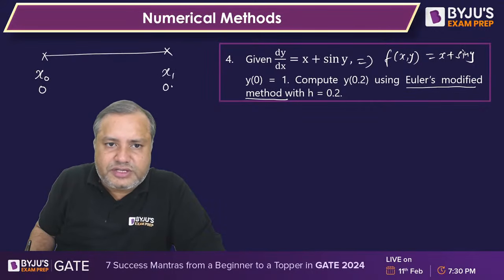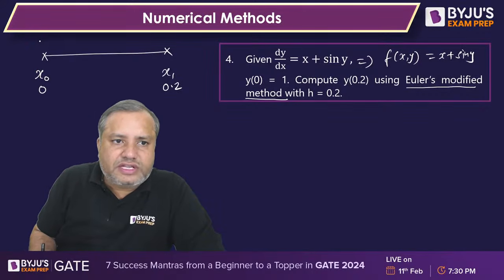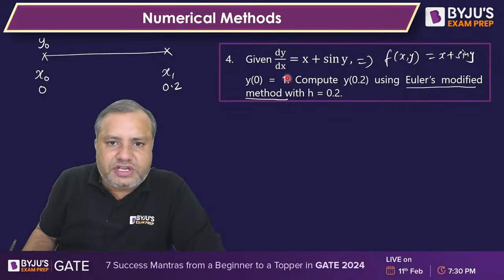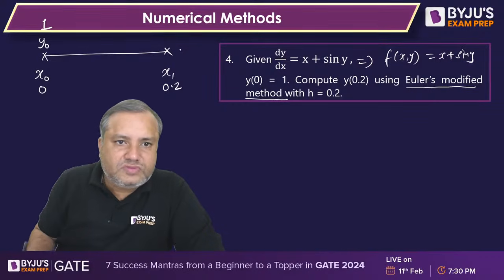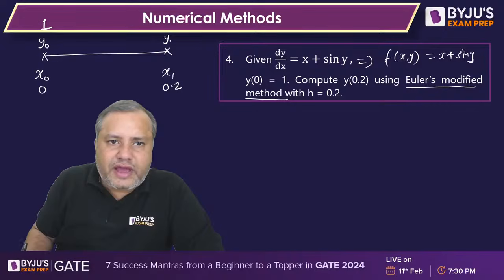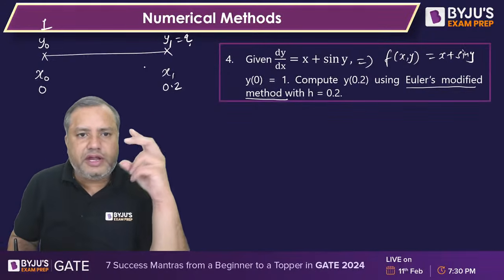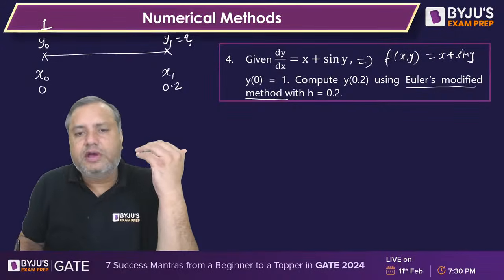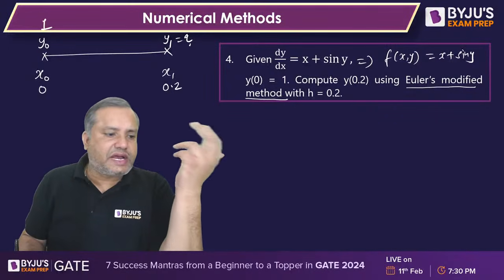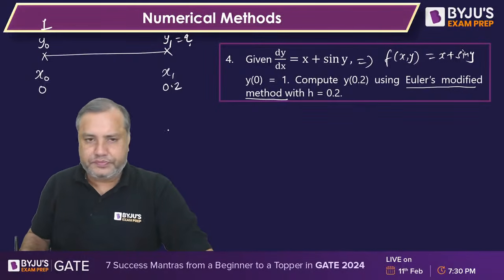x naught is 0 and step size is 0.2. x1 will be simply 0.2. Corresponding to x naught, the value of y is y naught, which is 1. Corresponding to x1, the value of y is y1, unknown. So here y1 is to be obtained in the first step. In the second step, we'll go for the corrector.